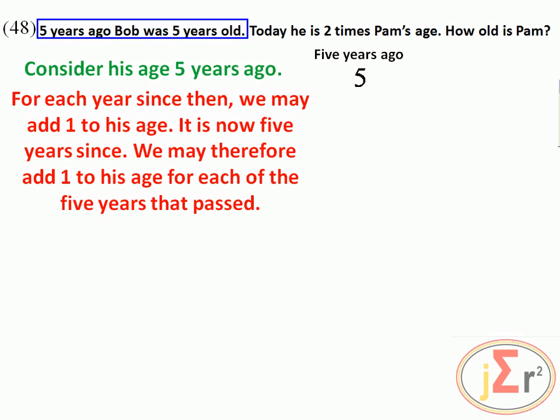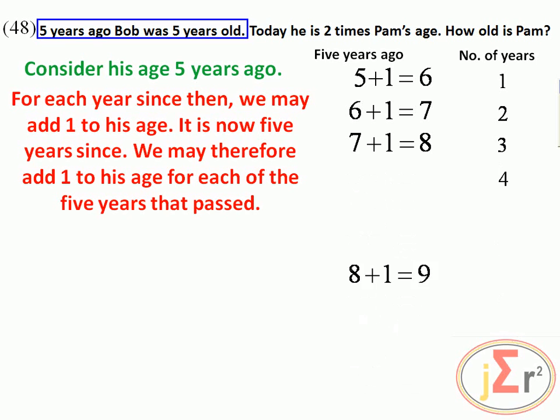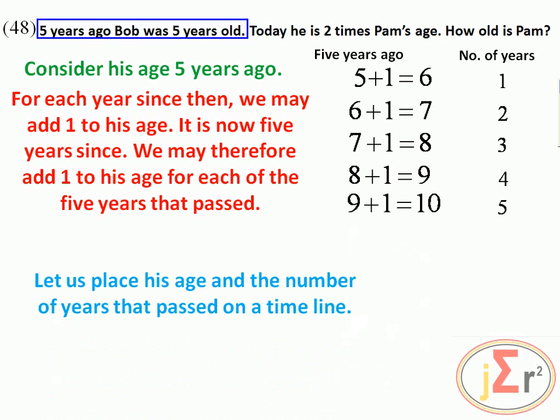So to come up to the present year, we will add 1 year to his age for each year. And we know that there are 5 of them. We may therefore add 1 to his age for each of the 5 years that passed. So let us keep on doing that. We add 1, then we add another 1, and we do that 5 times. And after doing it 5 times, we get his present age to be 10 years old.